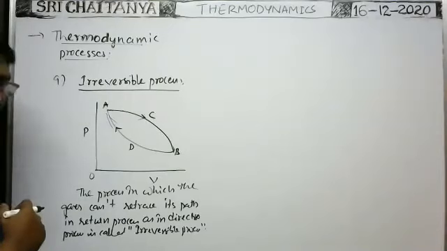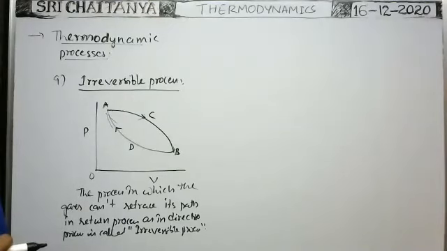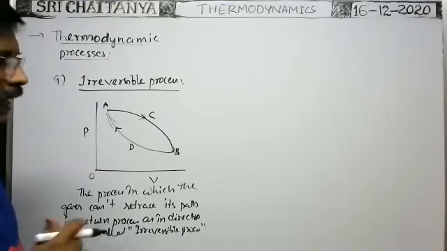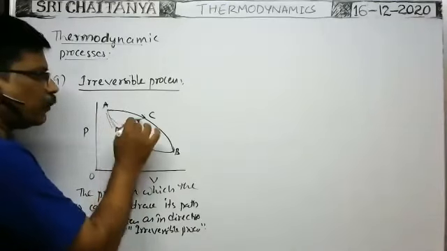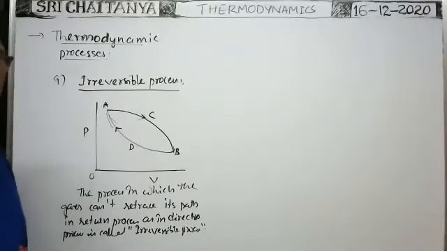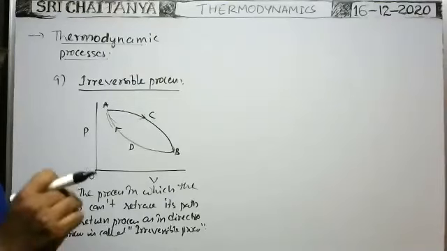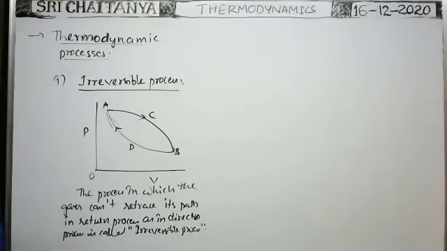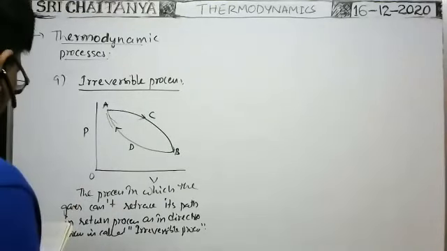In the irreversible process, is there net work done? There is net work done because it is a cyclic curve. The area bounded by the closed curve is the work done. So net work done is there in this process.